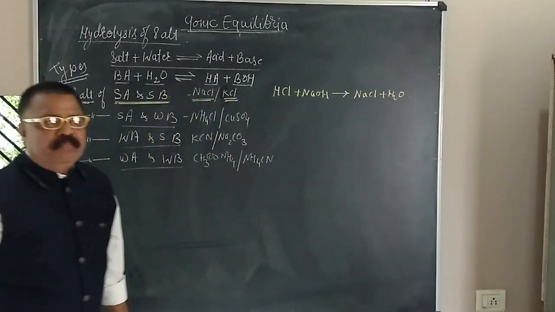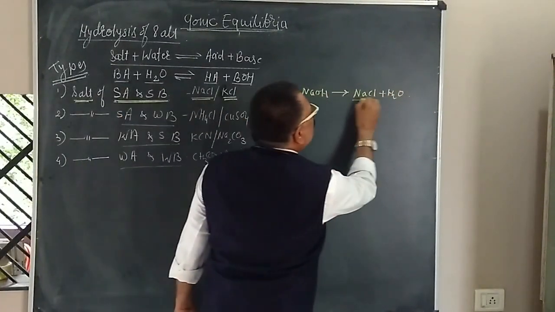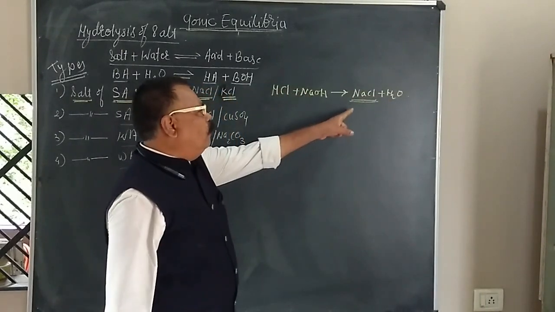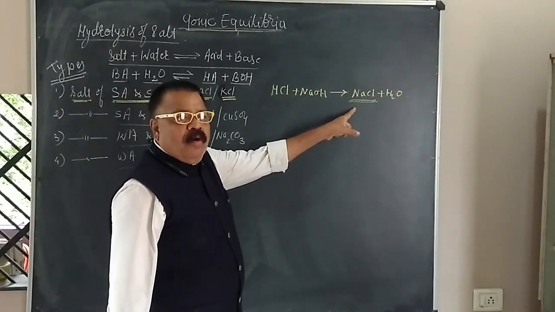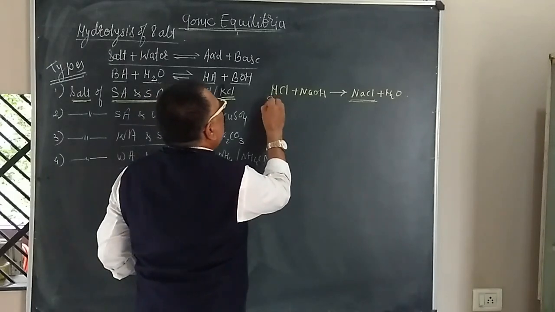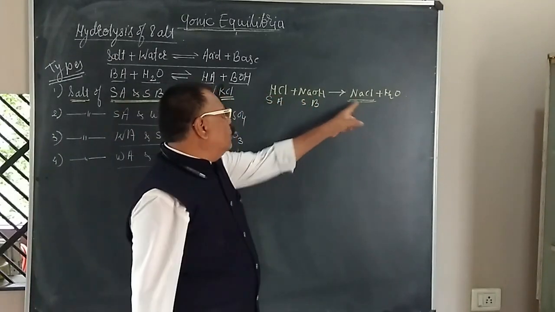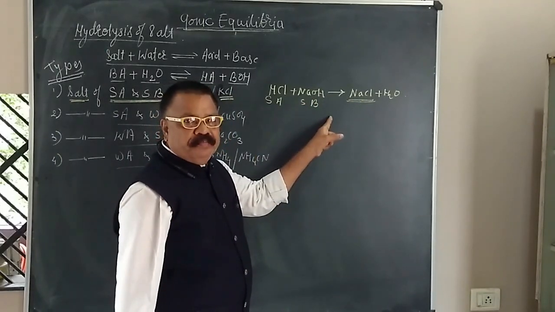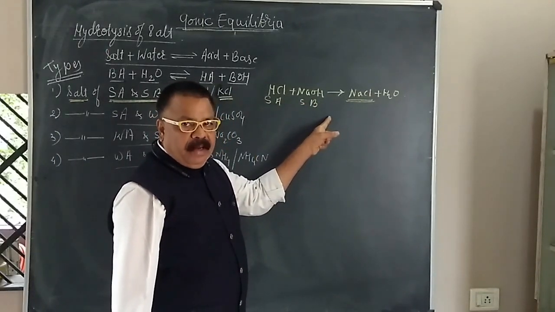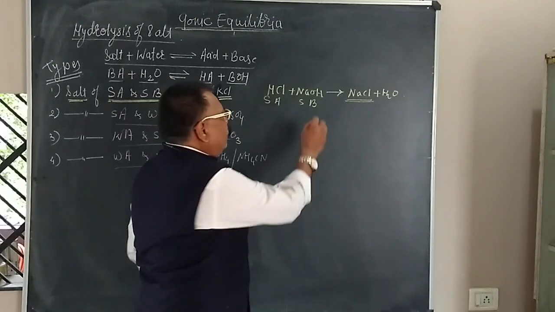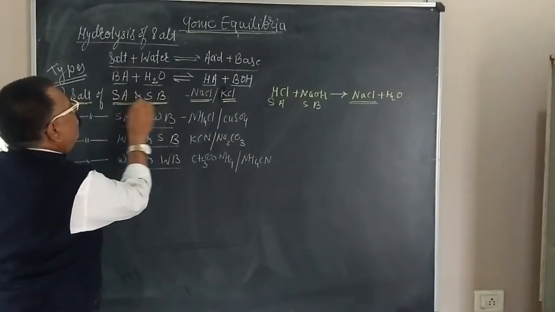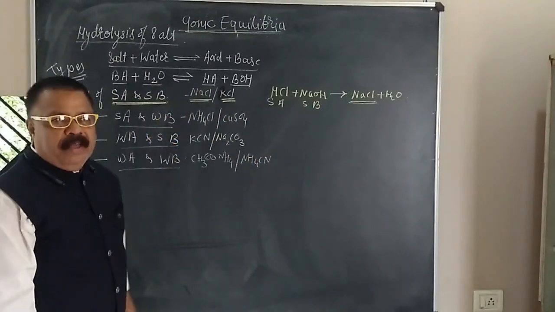See, this is the reaction. In this reaction, the salt formed is formed by the combination of a strong acid and a strong base. So it is the salt of a strong acid and a strong base. Getting this? Therefore, this is the salt formed by a strong acid and a strong base.